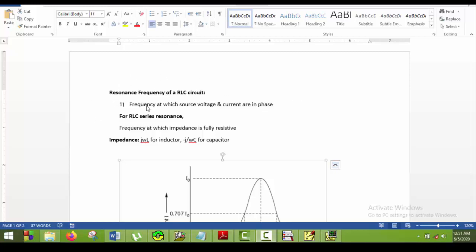So what is resonance frequency? Resonance frequency is the frequency at which source voltage and source current are in phase. What does that mean? In an RLC circuit, there are a capacitor and an inductor. The source current is normally not in phase with the source voltage, but at a certain frequency, the source voltage and source current eventually get in phase. That frequency is called resonance frequency.